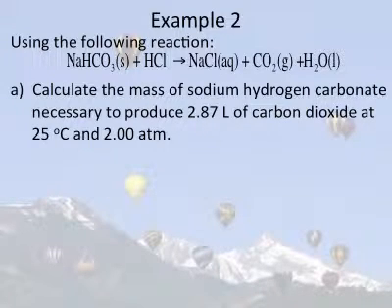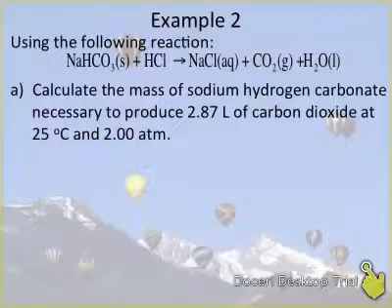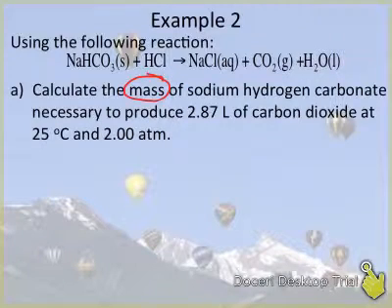Okay. All right, so part A says, calculate the mass of sodium hydrogen carbonate necessary to produce 2.87 liters of carbon dioxide at 25 degrees Celsius and 2 atmospheres. These problems are pretty wordy, correct? So we really need to honestly just come up with a way to break down what it's actually asking us for. So what is it asking us for? It's asking us for mass. So to use PV equals nRT, as soon as I see mass, what is happening in my head? We're going to have to do some sort of mole conversion, right? Because we can't use PV equals nRT to get grams. So we're going to have to get moles and then go to grams.